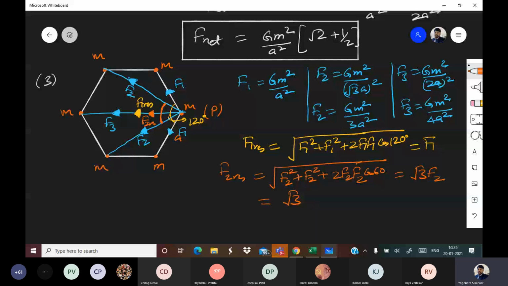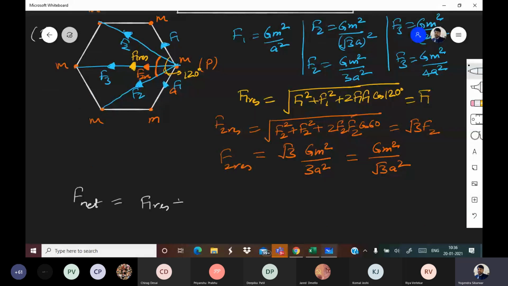And F2 is how much? Gm square upon 3A square. So that becomes Gm square upon root 3A square, and that is F2 resultant. And F3 is anyway in the same direction. So F net will be F1 resultant plus F2 resultant plus F3, because all three are in the same direction.